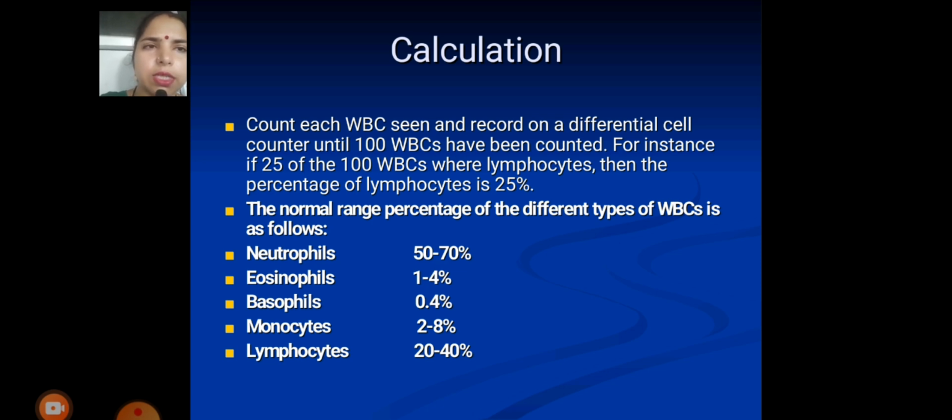The normal range percentage of different types of WBC is as follows: neutrophils 50 to 70%, eosinophils 1 to 4%, basophils 0 to 4%, monocytes 2 to 8%, lymphocytes 20 to 40%.